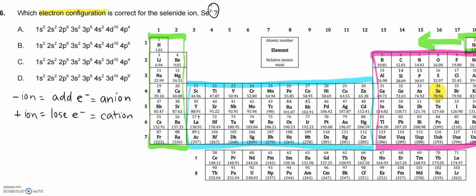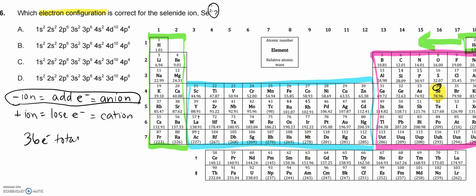So now getting back to it, we know that we have selenium with a 2 negative charge. That means negative, there's 2 of them. I've added electrons, it's an anion, and I've added 2 electrons. So overall, I'm looking for a total of not 34 electrons like a selenium atom would have, but 2 more than that, so 36. 36 electrons total.